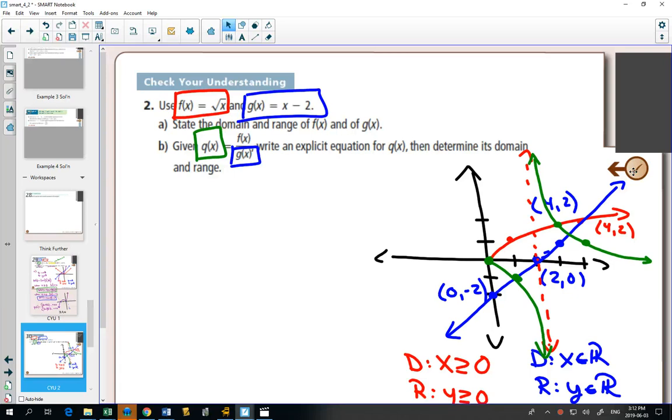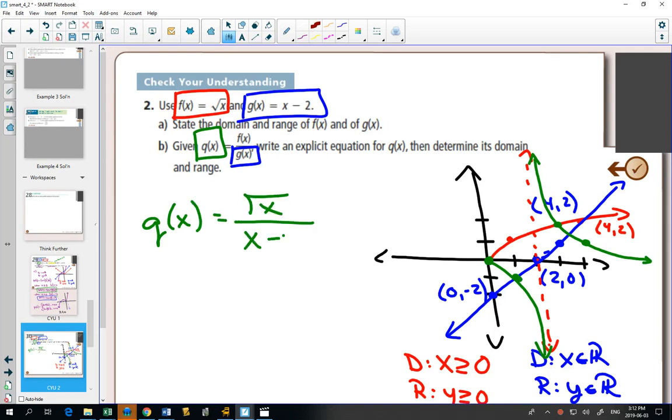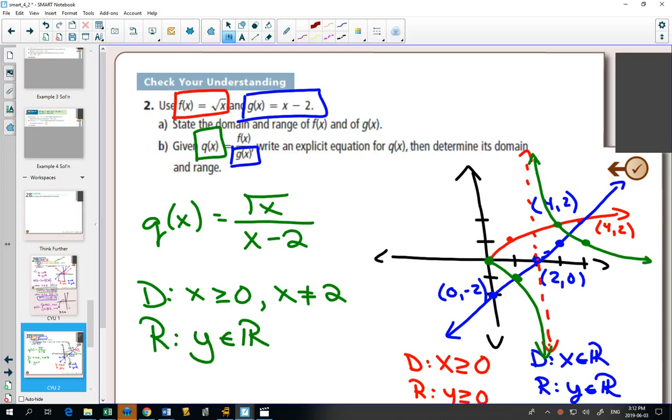The explicit equation for q of x would equal the square root of x divided by x minus 2. Its domain would be x is bigger than or equal to 0, but now x can't equal 2. And its range, this part of the graph approaches an asymptote at 0.